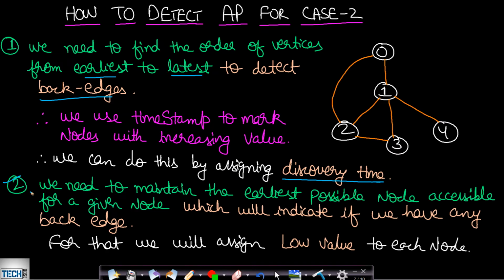Now the second point is that we need to maintain the earliest possible node accessible for a given node, which will indicate if we have any back edge. For that reason we will be using the low value. So the low value array and the discovery time array will be used. So how does it work? Now let us start from this node 0 and see how it works. Our initial time will be initialized as time equals 0. Now at this node 0, it is discovered at time 0, and the earliest possible timestamp node reachable from this node is itself, so the low value will be assigned 0. And now the timer will increase by 1.